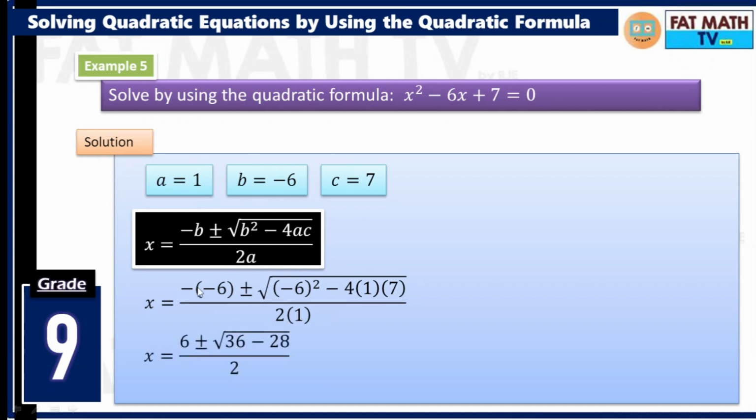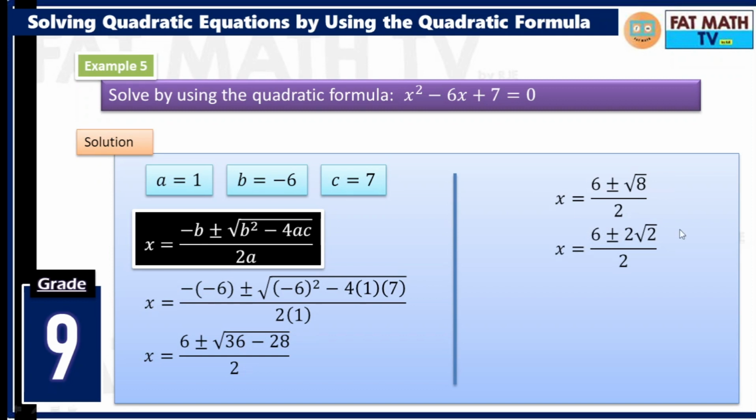Negative of negative 6 is positive 6. Negative 6 squared is positive 36. Negative 4 times 1 times 7 is negative 28. 2 times 1 is 2. 36 minus 28 is 8, and the square root of 8 is not a rational number. So we can simplify that.